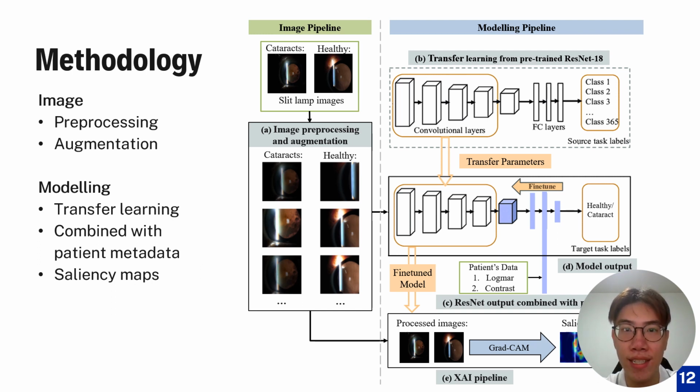The proposed cataract diagnosis pipeline is made of two main parts, the image pipeline on the left and the modeling pipeline on the right. Slit lamp images first enter the image pipeline where they are preprocessed. Then, image augmentation is used to increase the size of the training set. Next, in the modeling pipeline, transfer learning is used. The weights of a ResNet 18 model trained on an ImageNet dataset are first loaded, then the model is fine-tuned with the slit lamp images and the patient metadata. Finally, the fine-tuned model is used to generate model predictions and the saliency maps.